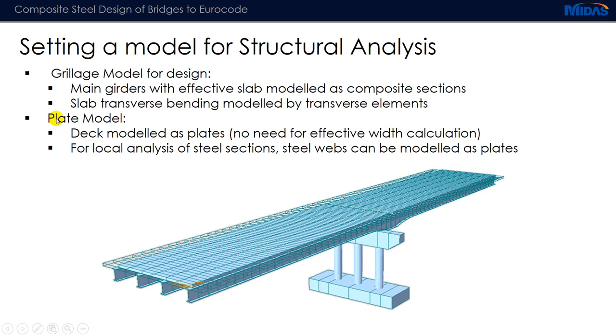The plate model, on the other hand, models everything as plates. So either you can model the deck as plates and the main girders as beam elements. In such cases, the effective width calculation is not necessary because shear lag effect is considered automatically by the plate elements. Also, we may model the steel webs and flanges as plate elements if we want to do a local analysis, as in local buckling analysis of steel sections.